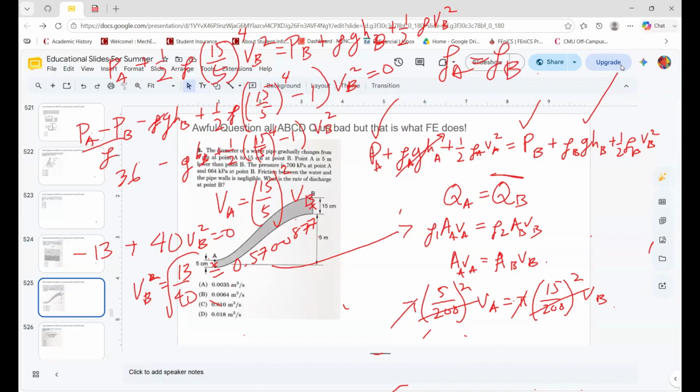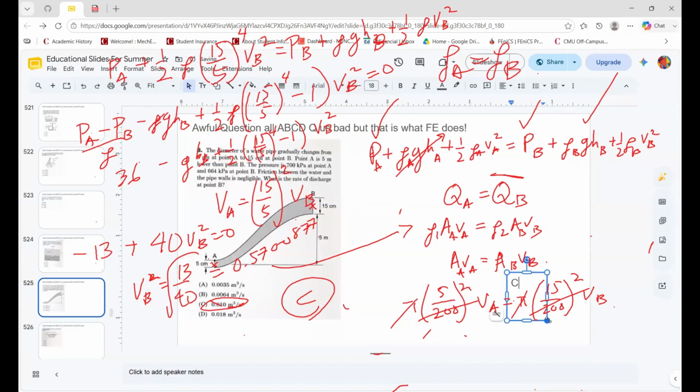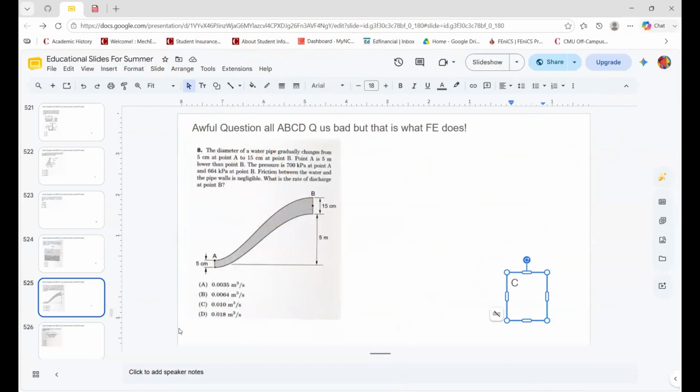Let me do that real quick actually, and that gave me the C. So C is the answer. Yeah, all of this needs more space, honestly. Maybe I should invest in a more space-filled board, but that was Bernoulli.